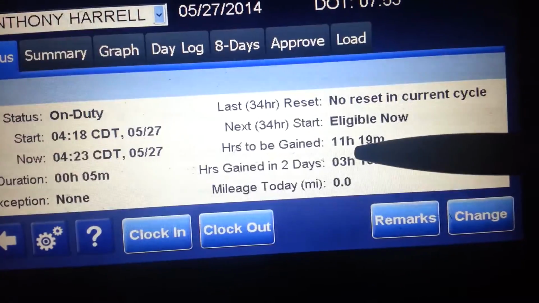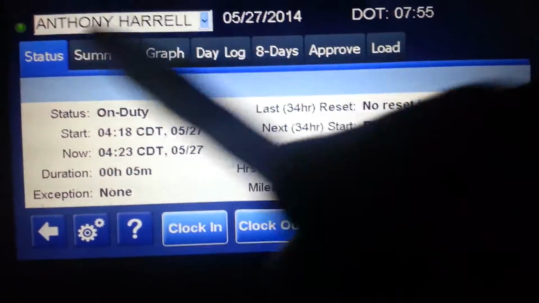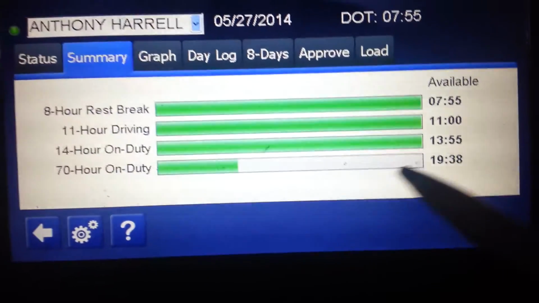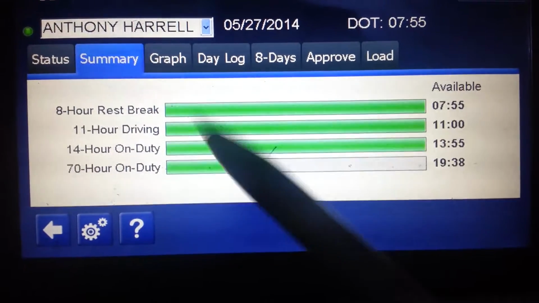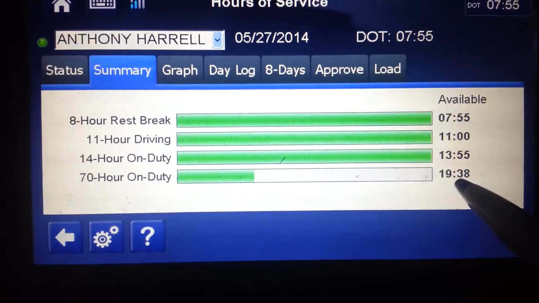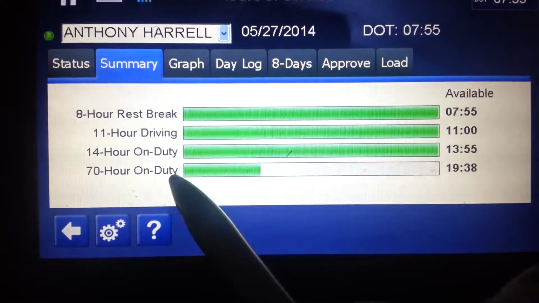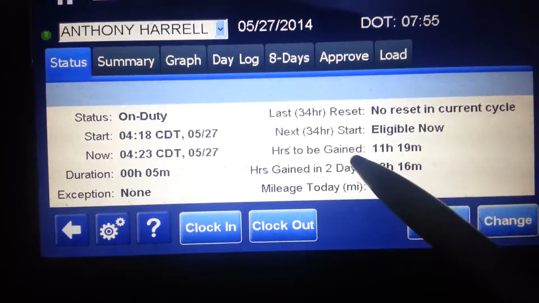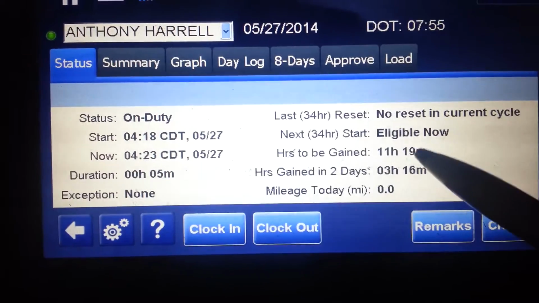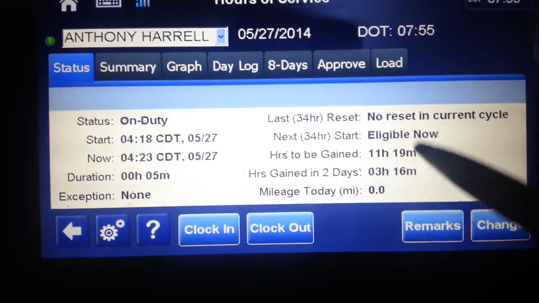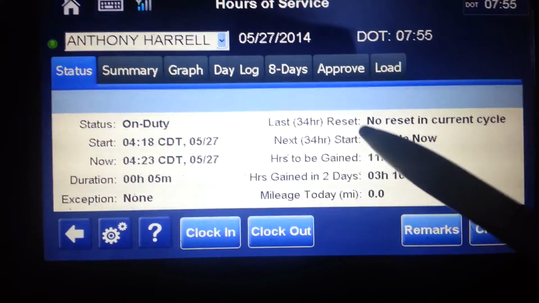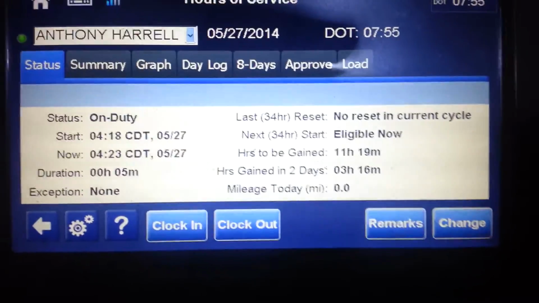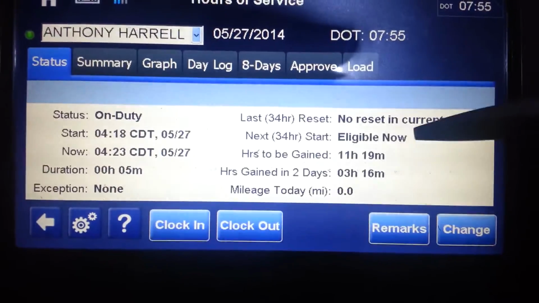So remember, 11 hours and 19 minutes. When you start running down low on your 70, when your 70-hour clock right here gets low, and you don't got no more hours in your 70-hour clock, what happens is the hours to be gained is going to be your recap hours. That's how you're going to be able to still run. You don't have to take a 34-hour reset. You really don't. It's not a mandatory thing.